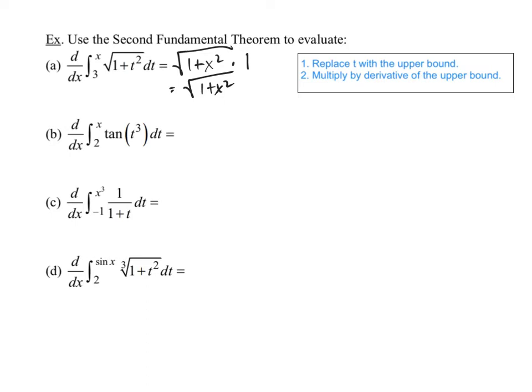Okay, I just want to point out something real quick before we move on to the second example. Another way that the AP exam likes to phrase these problems, very similar to what you see in A, is they might say something like, let f of x equal the integral from 3 to x of the square root of 1 plus t squared dt, and then find f prime of x. And so what this problem is essentially doing is giving you a function f of x that's defined as an integral, and it's asking you to find the derivative of that function that is an integral.